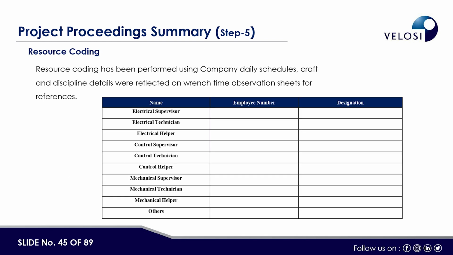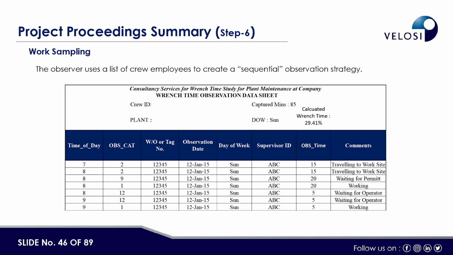Now, resource coding like electrical supervisor, electrical technician, electrical helper, instrumentation and control supervisor, instrumentation and control technician, instrumentation and control helper. Then rotary equipment or static equipment, mechanical supervisor, mechanical technician, mechanical helper or others. So their employee number, designation. Then accordingly, observe, use a list of crew employees to create a sequential observation strategy. For example, we try to do time of the day. We'll explain further next.